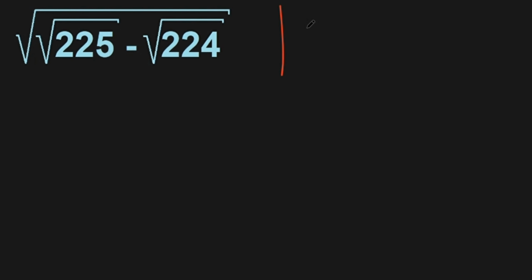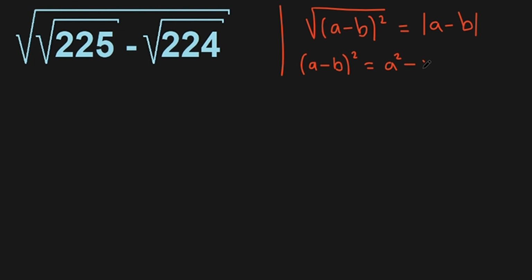Before we start simplifying this problem, we need to know two formulas that we will need later. Square root of (a minus b) squared is equal to the absolute value of a minus b, and (a minus b) squared is equal to a squared minus 2ab plus b squared.